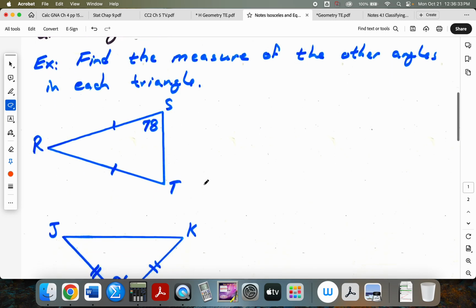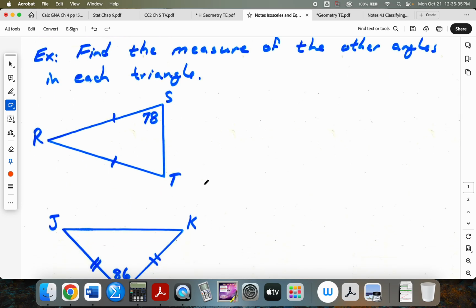So let's find the measure of the other angles in each of these two triangles. So this is an isosceles triangle. Here is the base. So the two angles at the ends of the base are congruent to each other. So angle T is also 78.